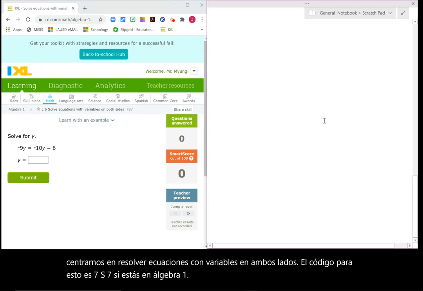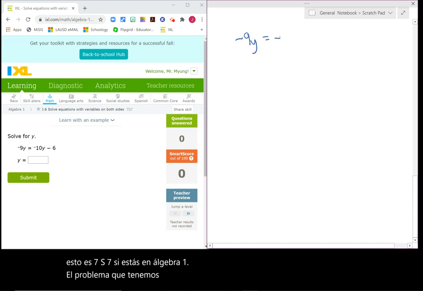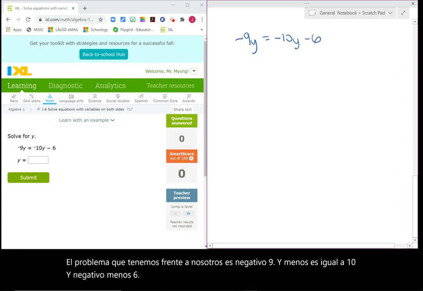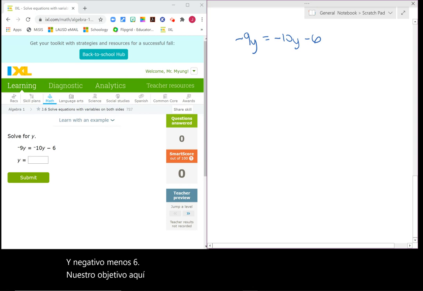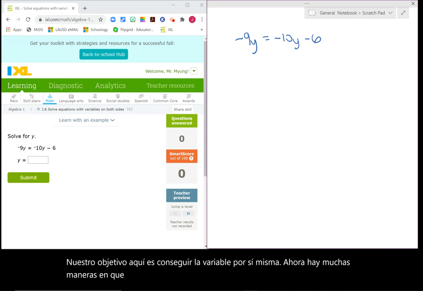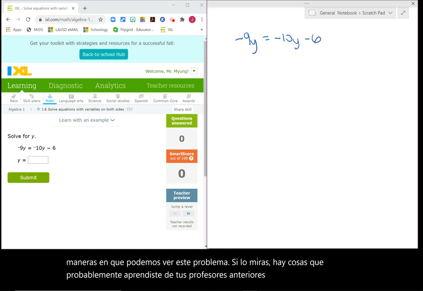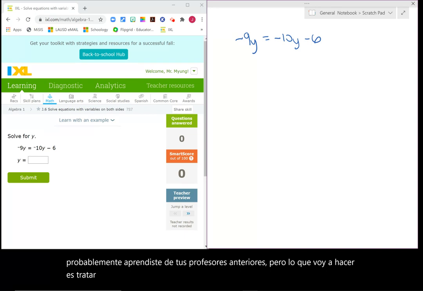Now, the problem we have in front of us is negative 9y minus equals negative 10y minus 6. Our goal here is to get the variable by itself. Now, there's many ways we can look at this problem. If you look at it, there's things that you probably learned from your previous teachers, but what I'm going to do is try to stay consistent with the previous lessons.